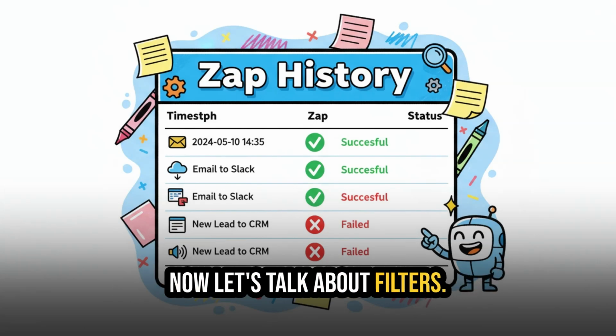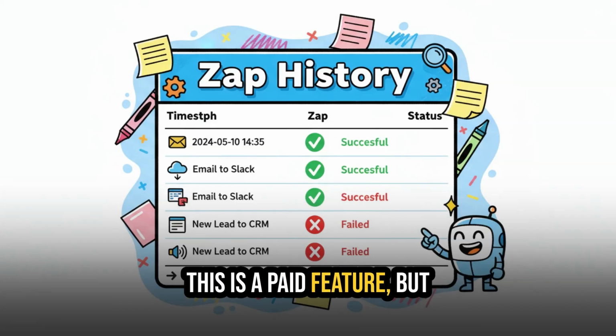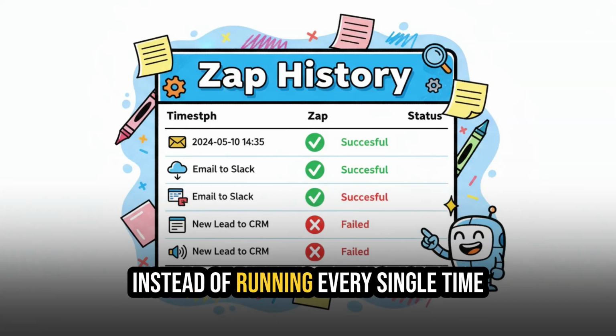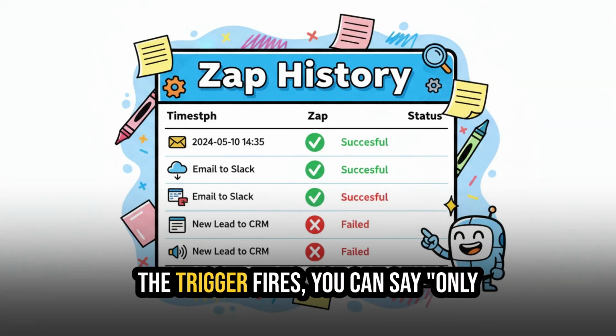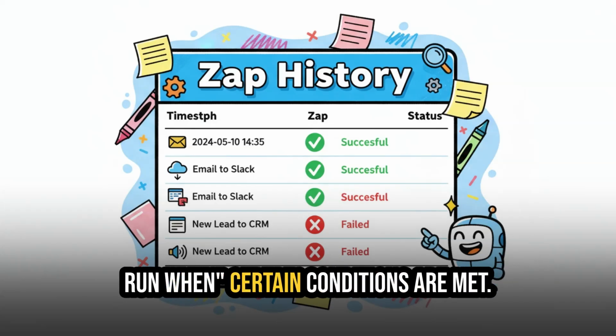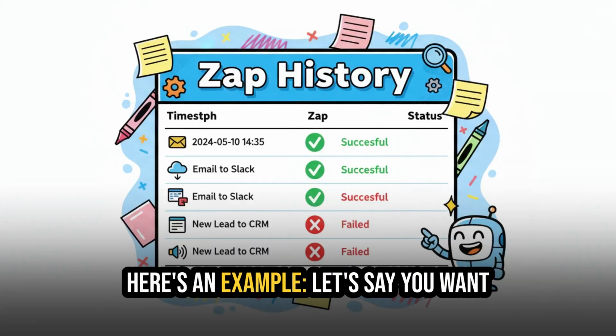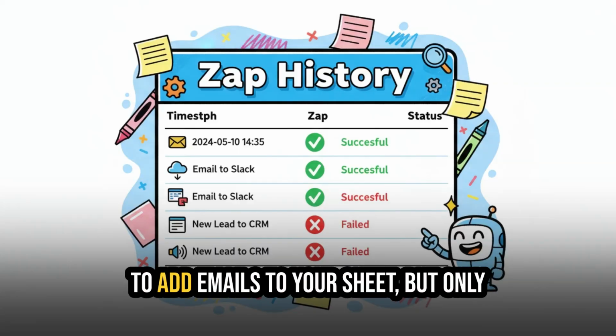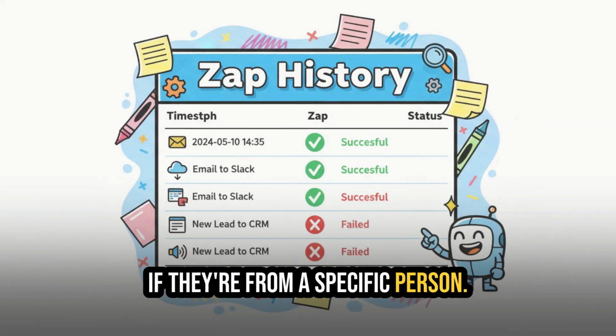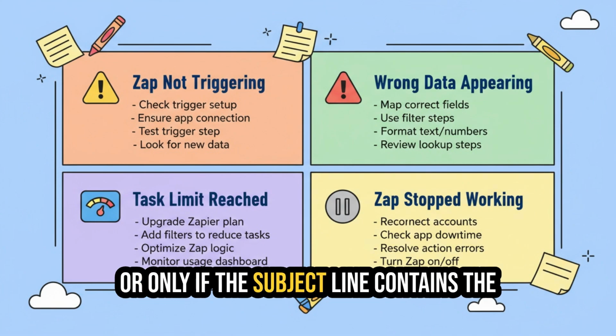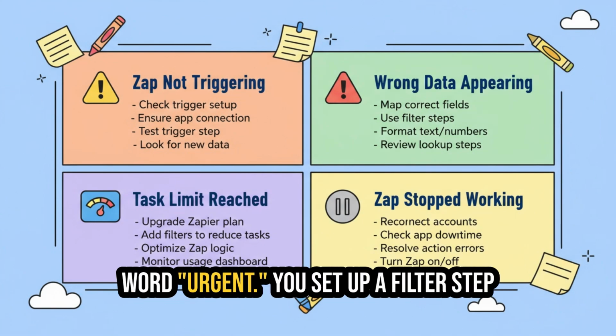Now let's talk about filters. This is a paid feature, but it's incredibly powerful. Filters let you add conditions to your Zaps. Instead of running every single time the trigger fires, you can say only run when certain conditions are met. Here's an example. Let's say you want to add emails to your sheet, but only if they're from a specific person, or only if the subject line contains the word urgent.